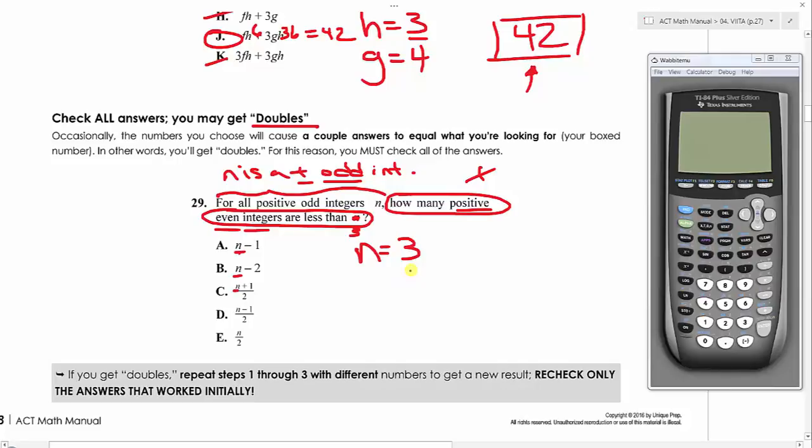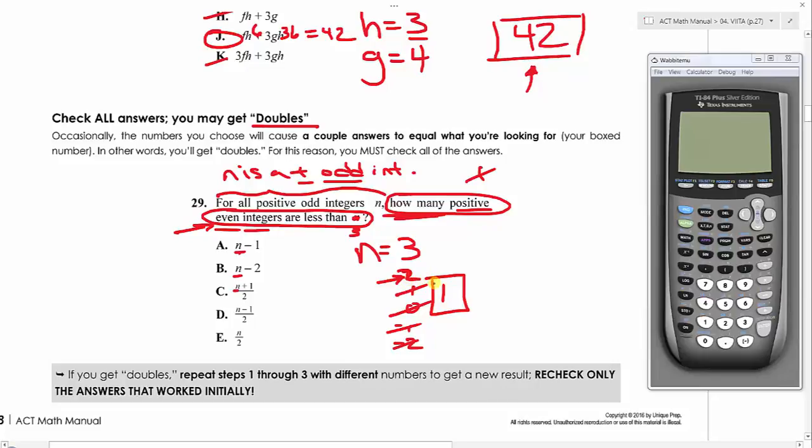But how many positive even integers are less than 3? Well, let's look at the integers less than 3. I'll just list a bunch of them. Obviously, these two are not positive. You should know that 0 is not positive either, and that 1 is not even. So it looks like the number 2 is the only positive even integer less than 3, which means the answer to this question is 1.